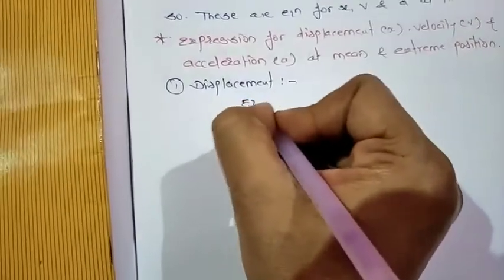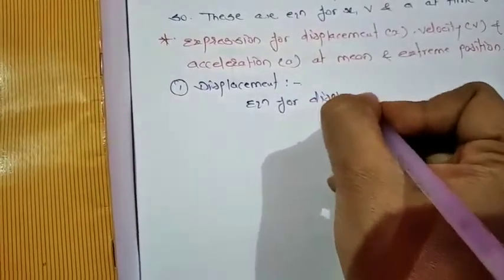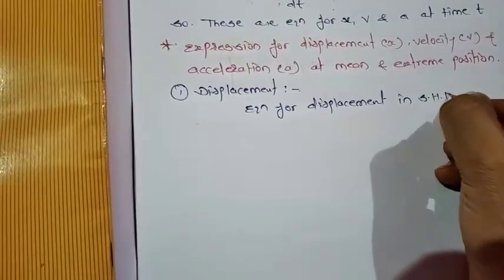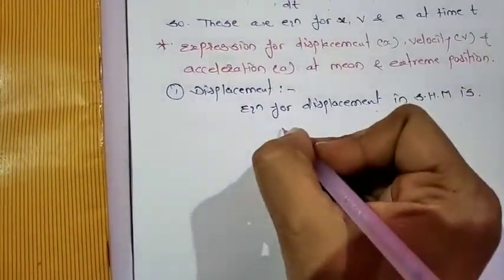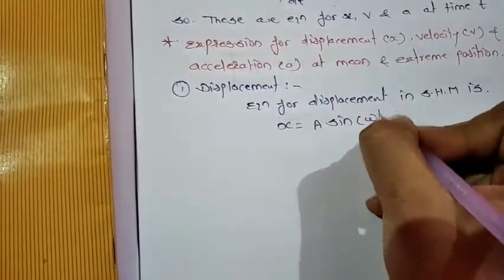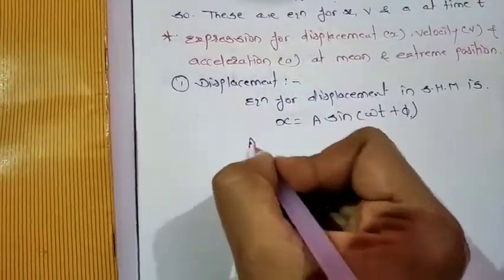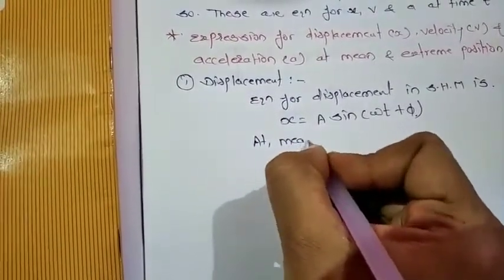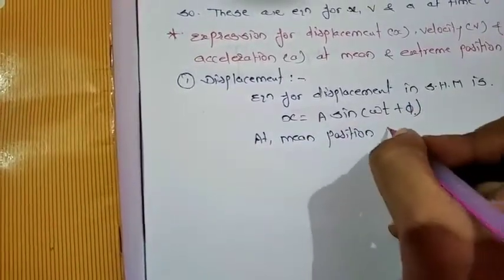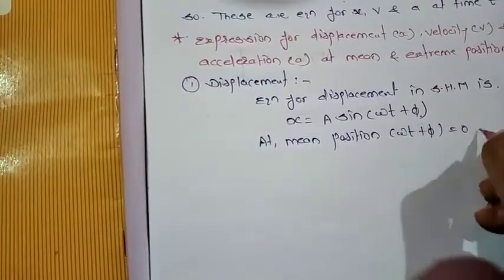We know the equation for displacement in SHM. Displacement in SHM is, we'll write the equation, x is equal to a sine of omega t plus phi. So at mean position, this omega t plus phi term is equal to 0 or pi.